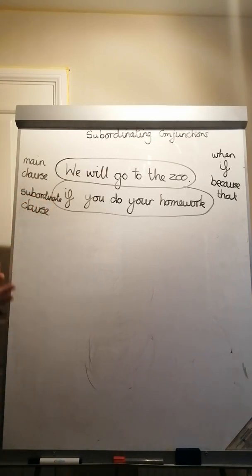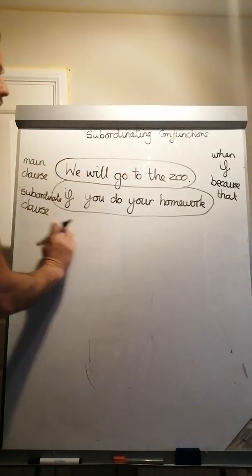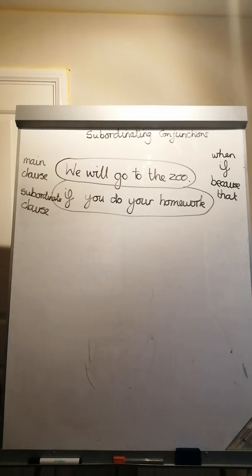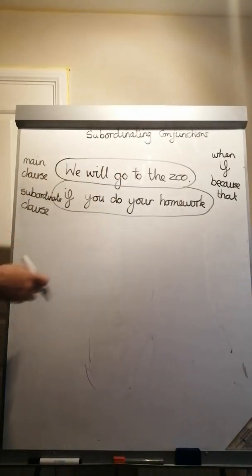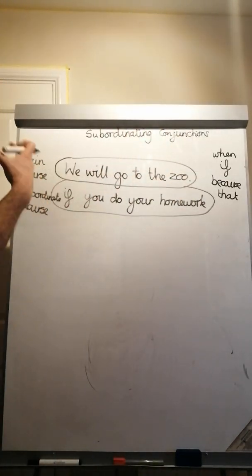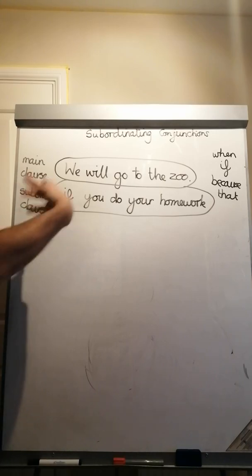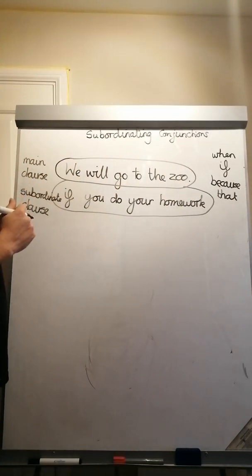Okay, you could have lots of different things. We will go to the zoo if I can ride on an elephant. Okay, we will go to the zoo if I can have an ice cream. We will go to the zoo if you tidy your room. There's got to be, if you're using the word if, there's got to be something that's got to be done before they can go to the zoo.